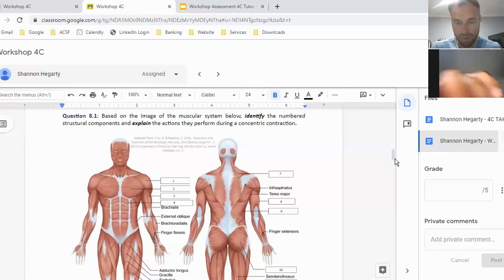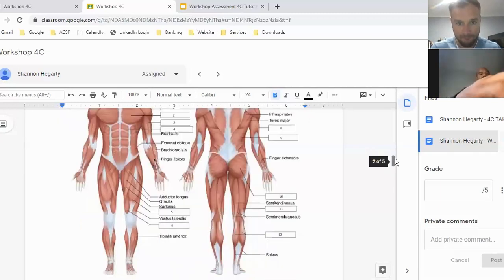Okay. 10. Glutes. Yep. Glute max. And primary role of glute max, Shannon? Hip extension. Yeah, hip extension.